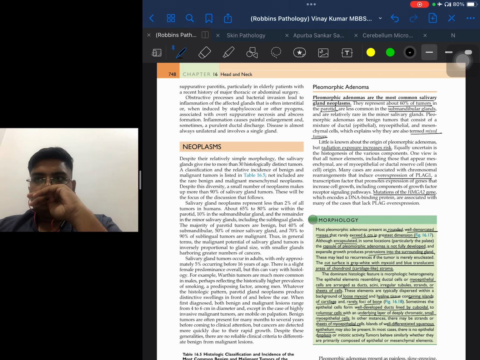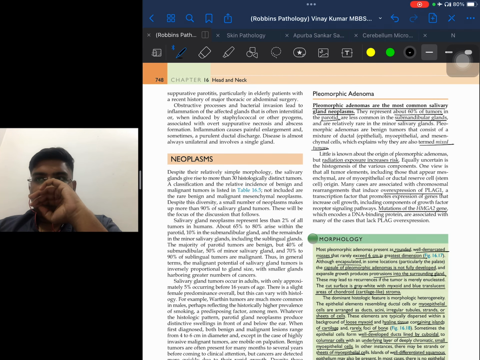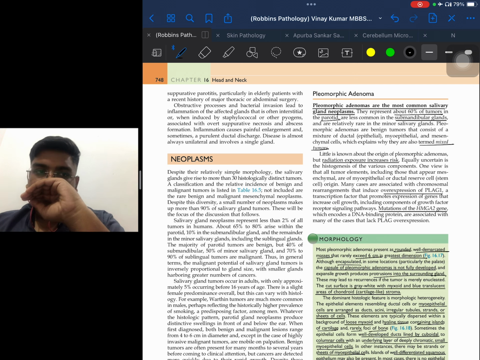Pleomorphic adenomas are the most common salivary gland tumors. They are about 60% of all the salivary gland tumors, happening in the parotid gland. They're also known as mixed salivary tumors. They are the most common benign tumor of the salivary gland. It happens at 30 to 50 years, more common in females than males.